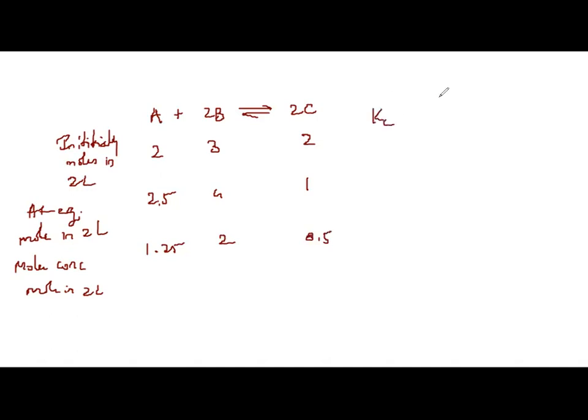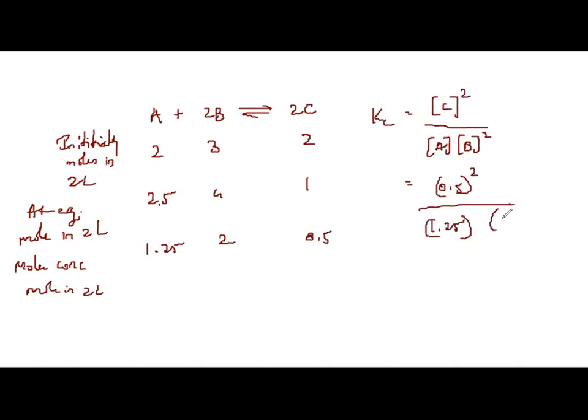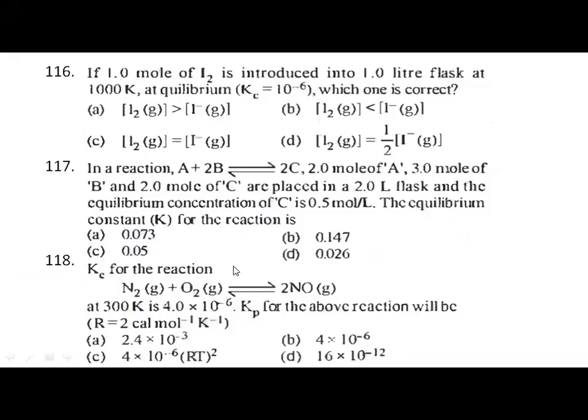Kc will be what? It is concentration of C raised to 2 divided by concentration of A into concentration of B raised to 2. So C square, 0.5 the whole square divided by 1.25 into the whole square, correct? When you solve it out, you will get the answer 0.05. What is this? This is equilibrium constant. So equilibrium constant is how much? 0.05. Option C is the correct option.